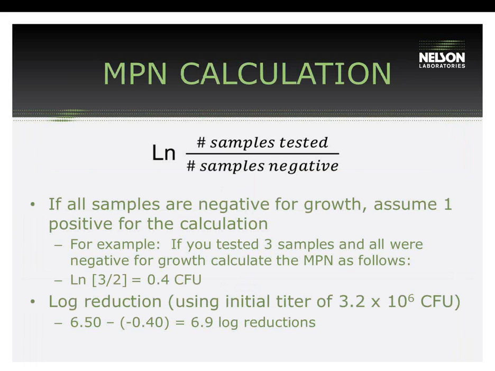Here are the steps of how the MPN method is calculated. You first take the natural log of the samples tested, divided by the number of negative samples. If all samples are negative for growth, assume one positive for the calculation. The log reduction is then calculated by taking the log of the initial titer of the positive control that you obtained by the bioburden method and subtracting the process samples value, which you get from the previous calculation.